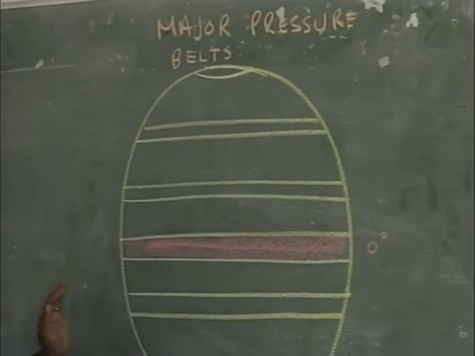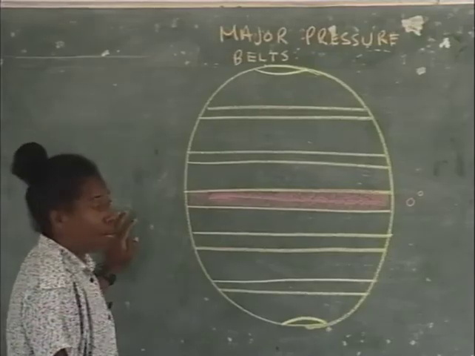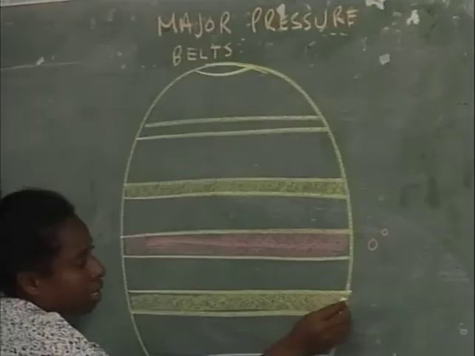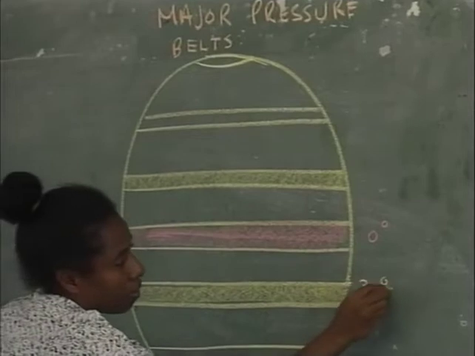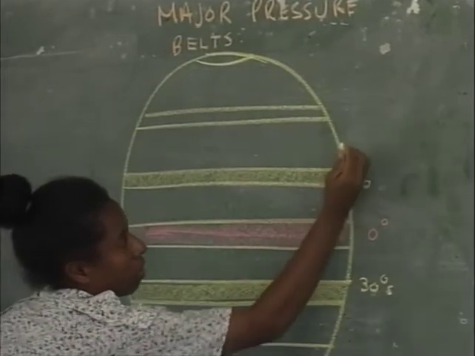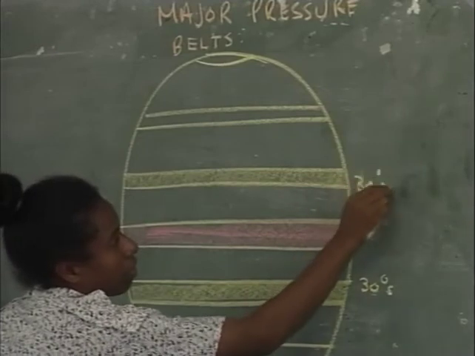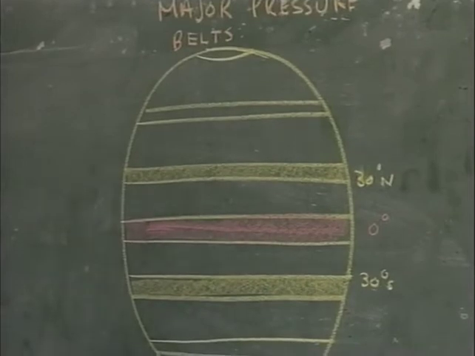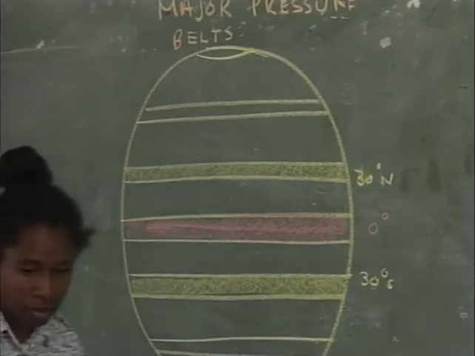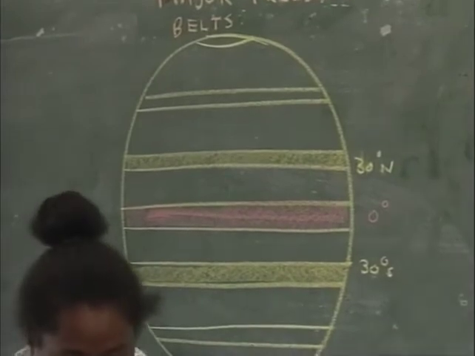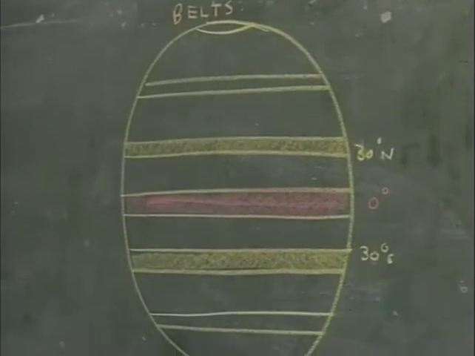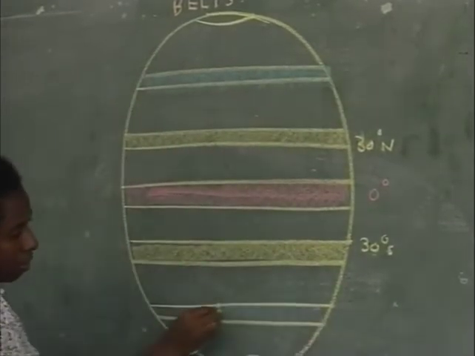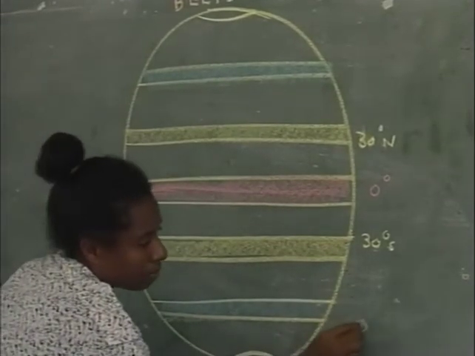Another very important pressure belt that is also distinct around the world is one which is found at 30 degrees latitude. 30 degrees north, 30 degrees south is also another very important pressure belt area. Another region which is also very important pressure belt area is the 60 degrees north and the 60 degrees south.